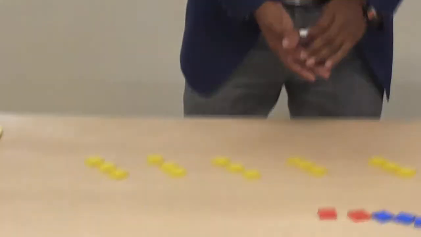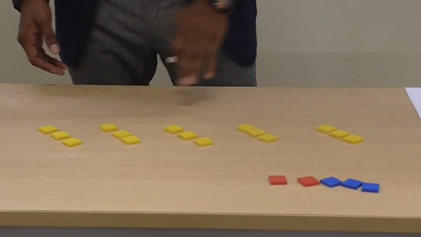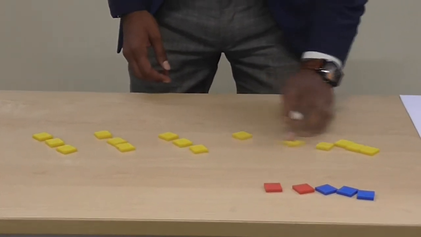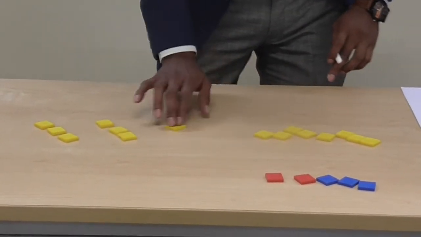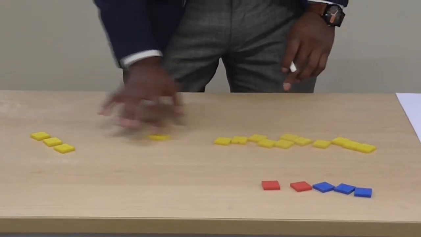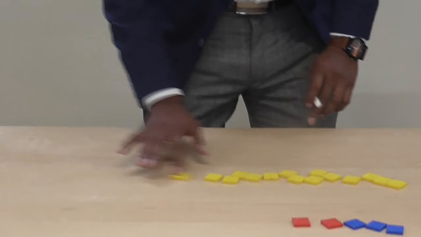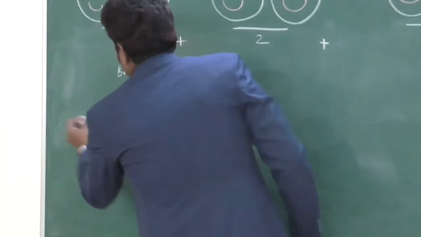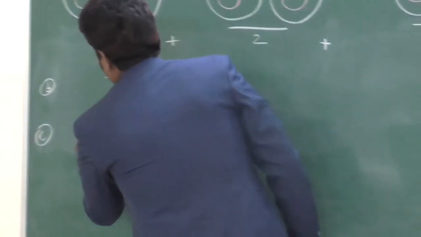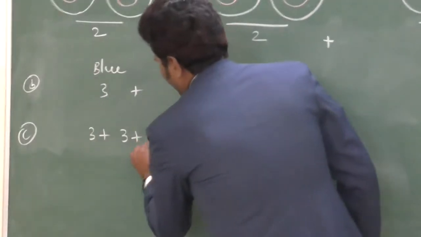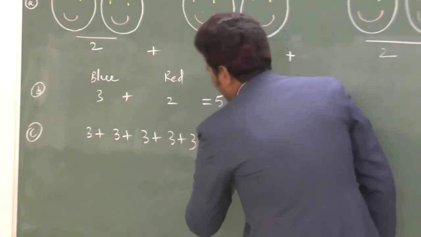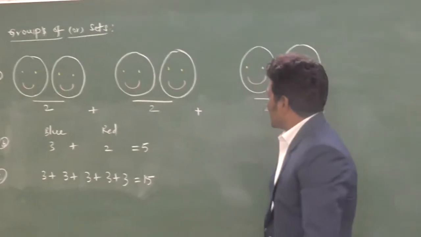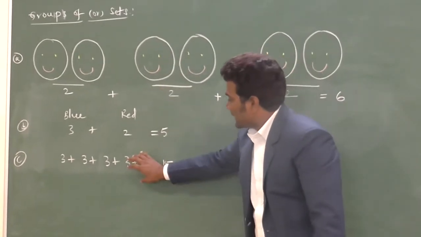Again, in my third example, I have 5 groups of three elements: 1, 2, 3, 4, 5, 6, 7, 8, 9, 10, 11, 12, 13, 14, 15. I have a total of 15 elements. If I write it as a sentence, 3 plus 3 plus 3 plus 3 plus 3 together is 15 yellow counters.